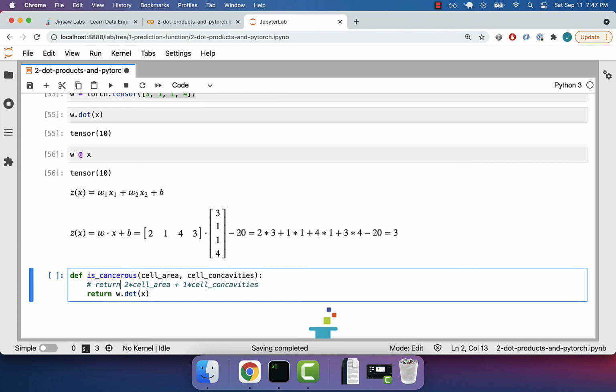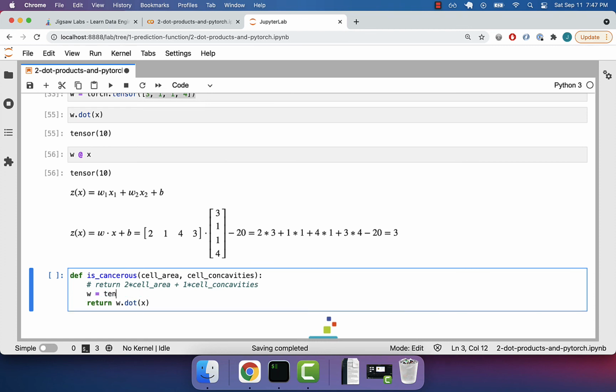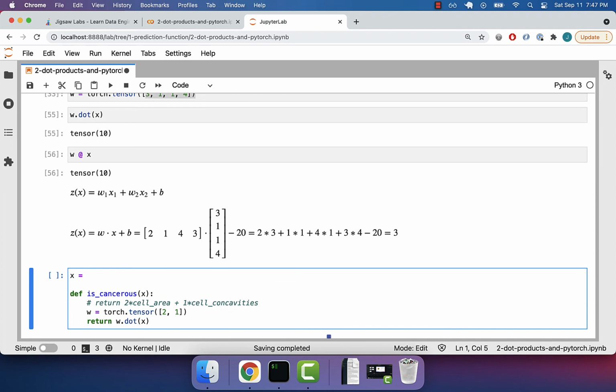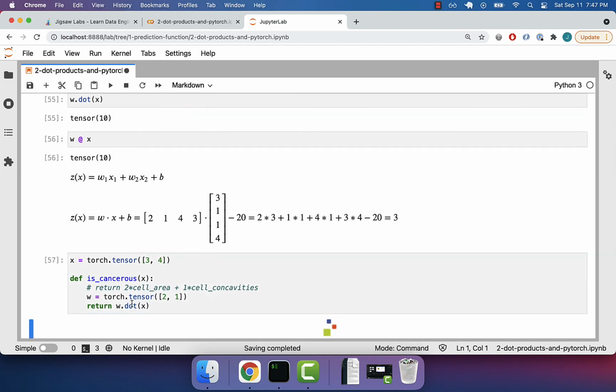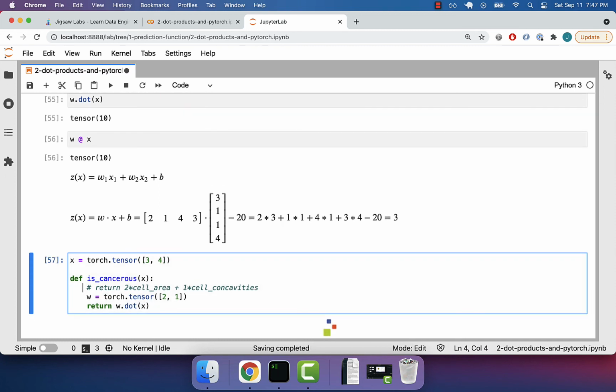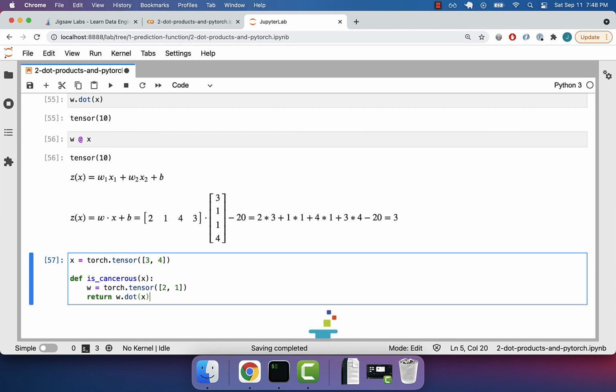And the w, we can define as a tensor that has 2 and 1. We're just collecting our weights like we just saw. And this is x, which represents the features of a single observation. So we can put in whatever, I forget what it was, maybe 3 and 2, or 3 and 4 later on. So this is a little simpler as well, and this is our whole function now.